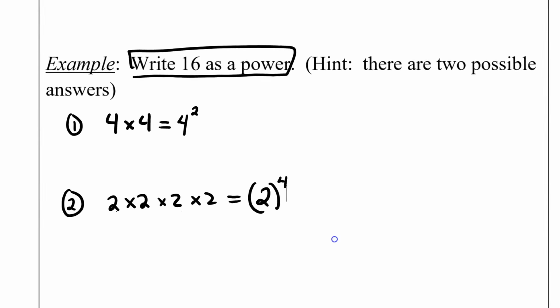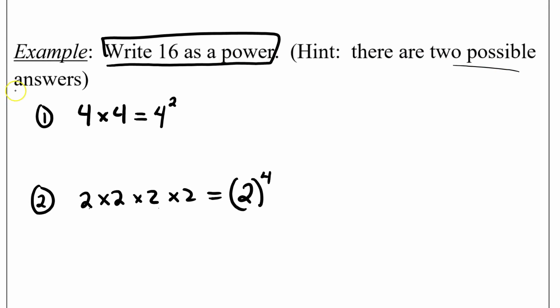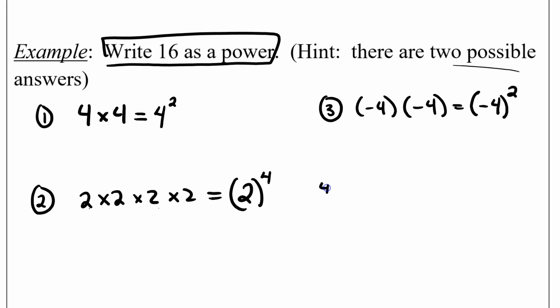I'm going to be a little bit more tricky. I'm going to say that there are 4 possible answers. Look at this. -4 times -4 is also 16. So how do I express that as a power? -4 to the power of 2. Same thing here. We can have -2 times -2 times -2 times -2. That also equals 16. But if we want to write it as a power, we can say -2 to the power of 4.